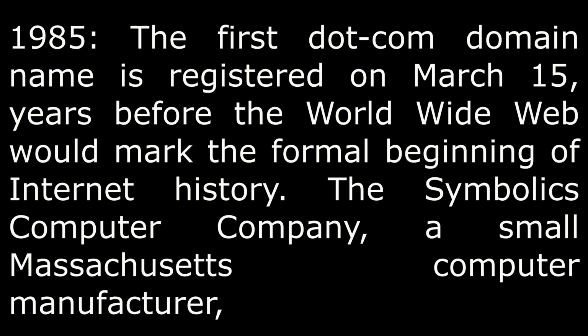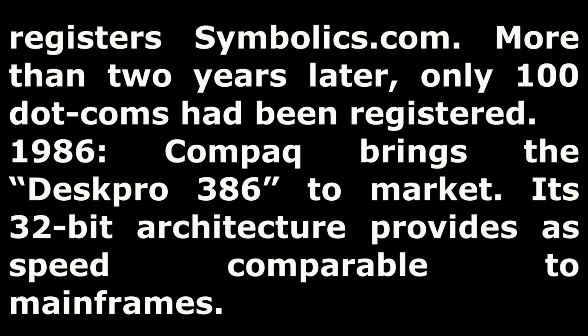1985, the first .com domain name is registered on March 15, years before the World Wide Web would mark the formal beginning of Internet history. The Symbolics Computer Company, a small Massachusetts computer manufacturer, registers Symbolics.com. More than 2 years later, only 100 .coms had been registered. 1986, Compaq brings the DeskPro 386 to market. Its 32-bit architecture provides a speed comparable to mainframes.